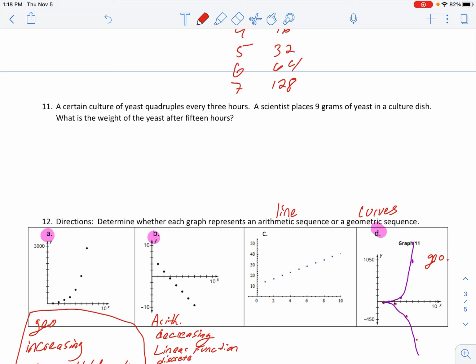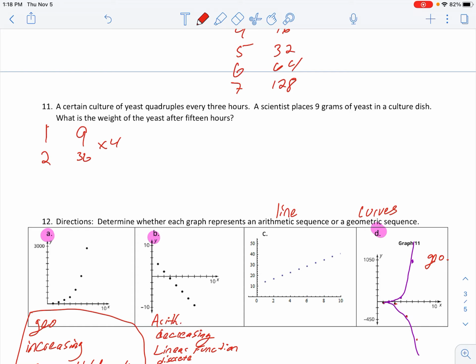And number 11, a certain culture of yeast quadruples every 3 hours. A scientist places 9 grams of yeast in a culture dish. What is the weight of the yeast after 15 hours? Okay, this is a bit of a tough one because there's quite a few things going on here. First off, we're quadrupling. So if we start off with 9, okay, in our sequence, we're starting off with 9, and then we quadruple it. 9 times 4, quadruple means 36.